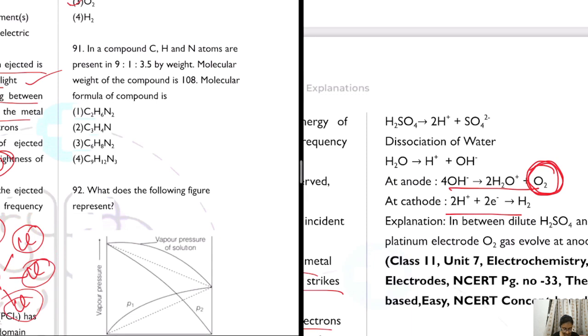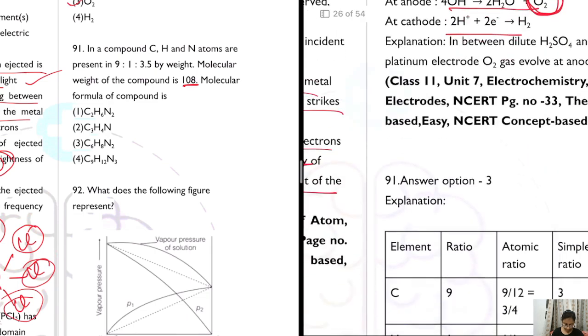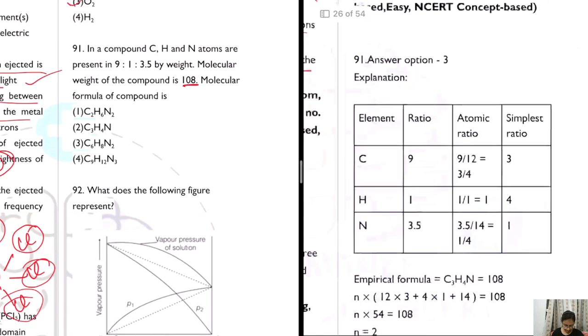In a compound, C, H, and N atoms are present in the ratio 9 is to 1 is to 3.5 by weight. The molecular weight of the compound is 108. What is the molecular formula? For this, see, 9, 1, and 3.5 is the ratio given. We'll find the moles by dividing by atomic weight, and we'll have 3 by 4, 1 and 1 by 4. So which is the smallest, we'll multiply by that to get the whole number. So we'll multiply by 4. So what will come? 3, 4 and 1.